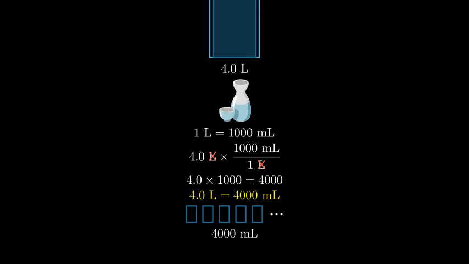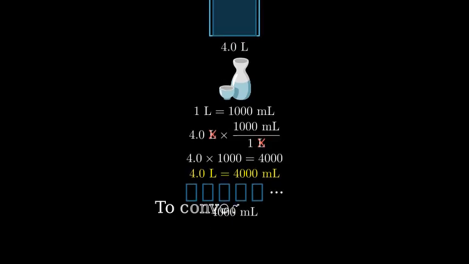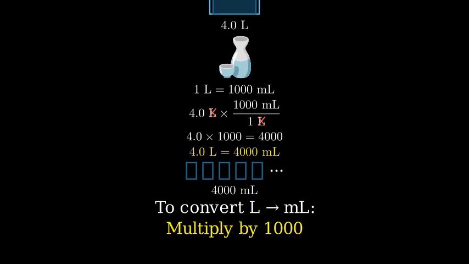To summarize, when converting from liters to milliliters, multiply by 1,000. This works because 1 liter equals 1,000 milliliters.